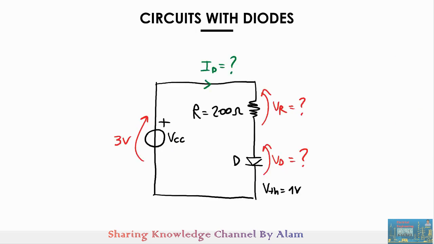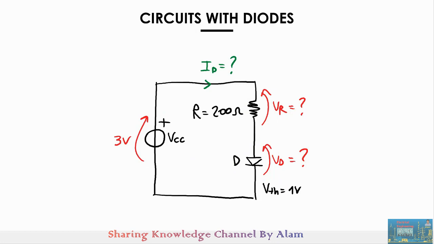In this lesson, we will look at a much more realistic circuit. As you can see, in this circuit we have the series of a resistor and a diode, all in parallel to a voltage source. This is one of the most common ways that diodes are used in real life.